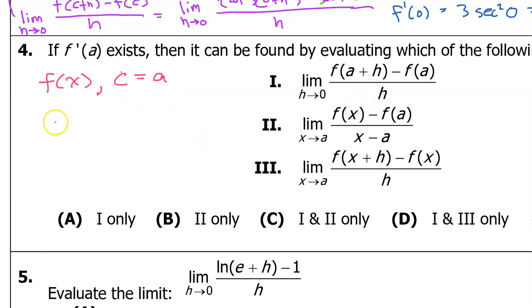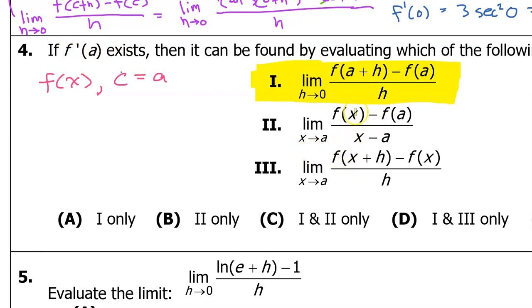So let's see. For the traditional definition, we have f at c plus h. So in this case, it'll be f at a plus h, and then minus f at c. All right, so f at a, all divided by h, and the limit as h approaches 0. So option number 1 is just a straightforward presentation of the traditional definition of derivative. So we could definitely find f prime to evaluate this limit.